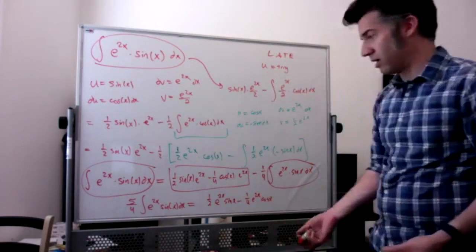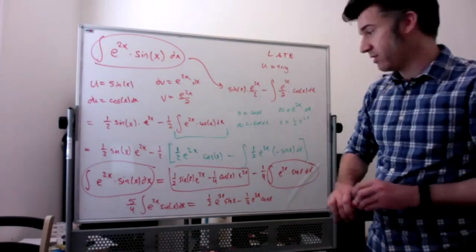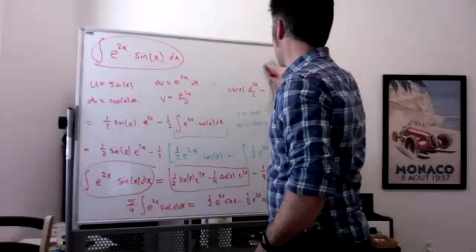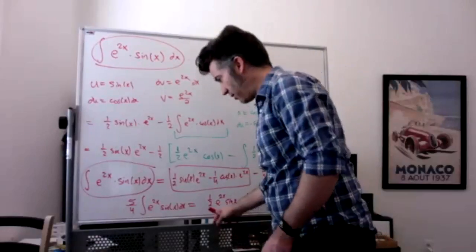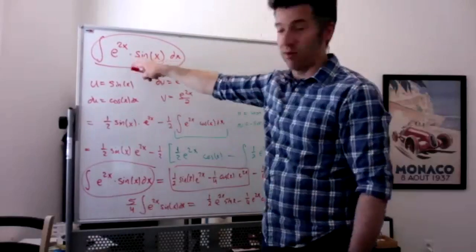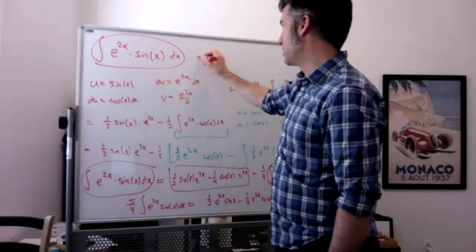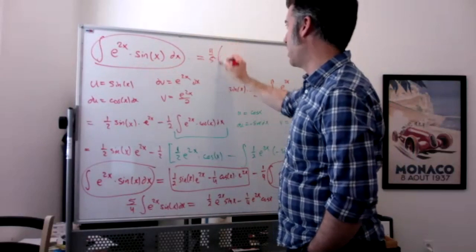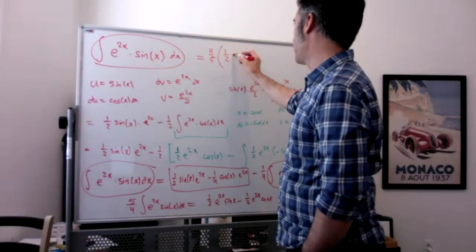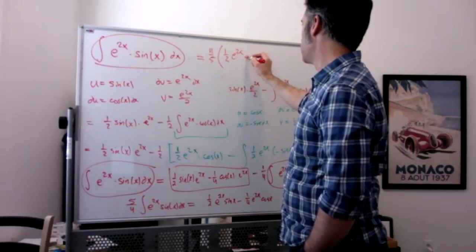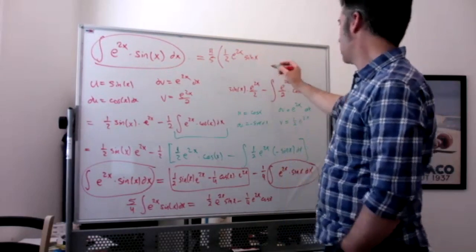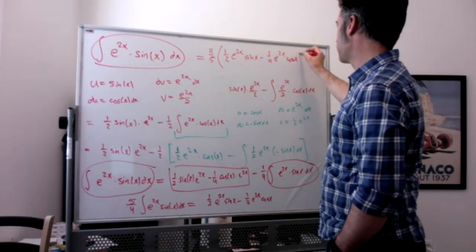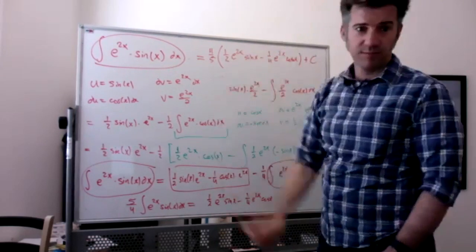And then finally, multiply both sides by 4/5. I'm just going to write it up here since I'm out of room. So I multiply this by 4/5, I just get the integral of e to the 2x sine of x. And it's going to equal 4/5 times it. So 4/5 times 1/2 e to the 2x sine of x minus 1/4 e to the 2x cosine of x plus c.